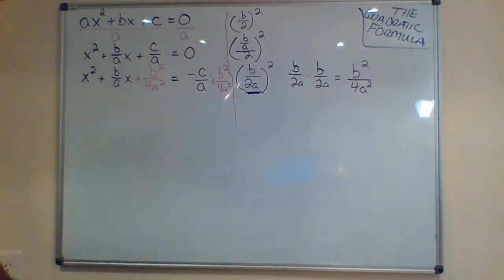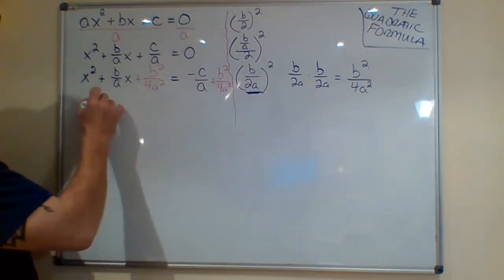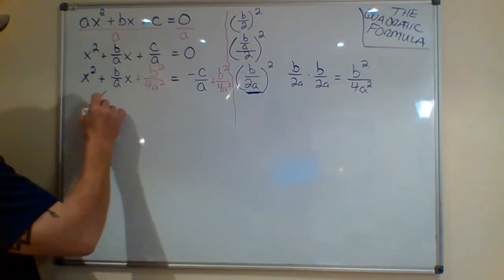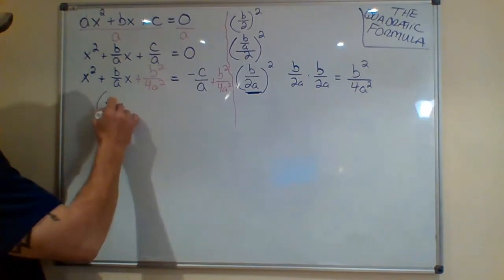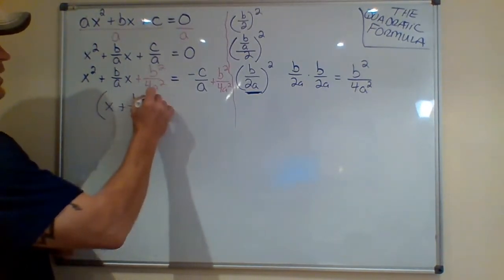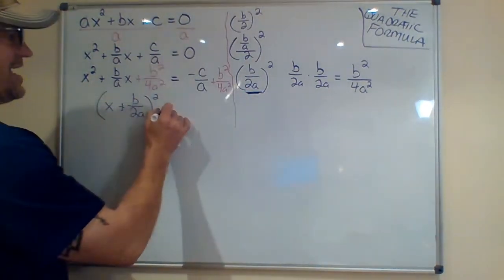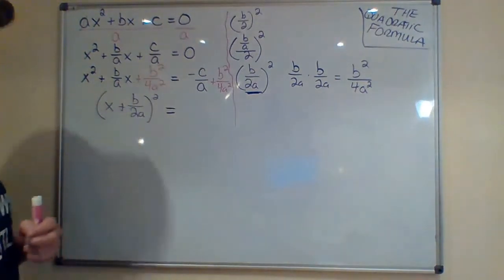Now, it looks messy, but we know how to factor this because we have our little cheater. We now know that this is going to factor as x plus b over 2a, quantity squared. That little cheater tells us exactly how it factors. Now, this other side, that's a mess.